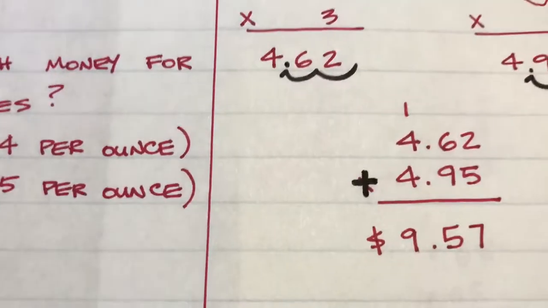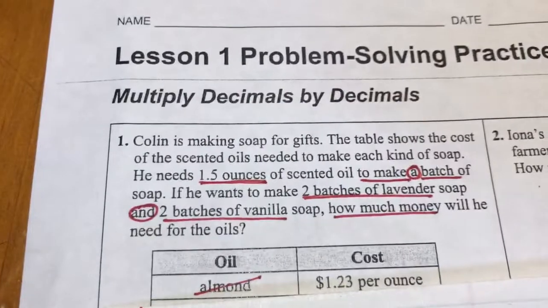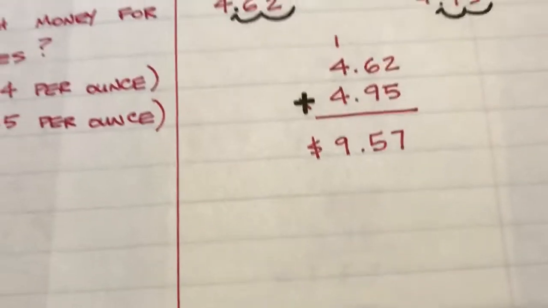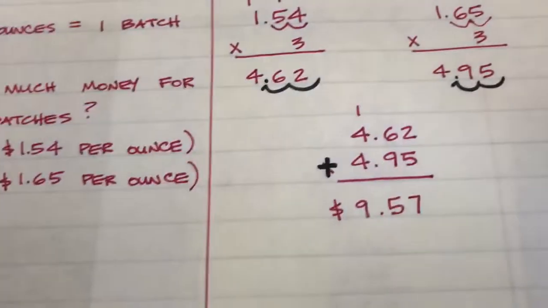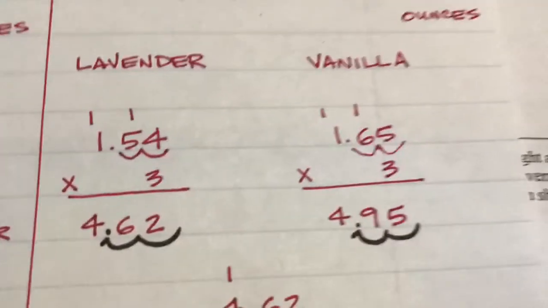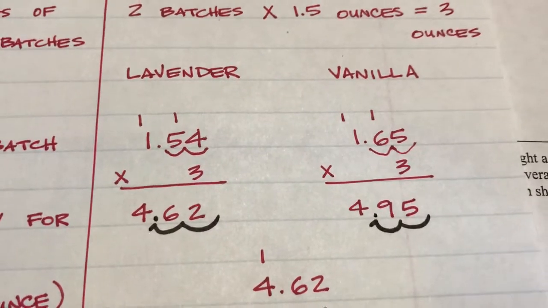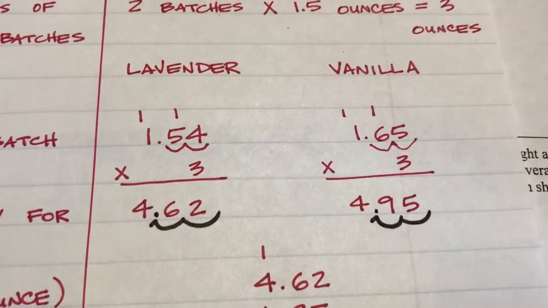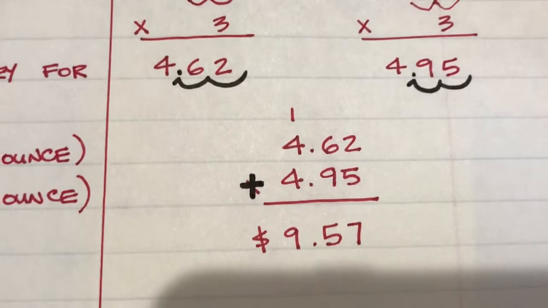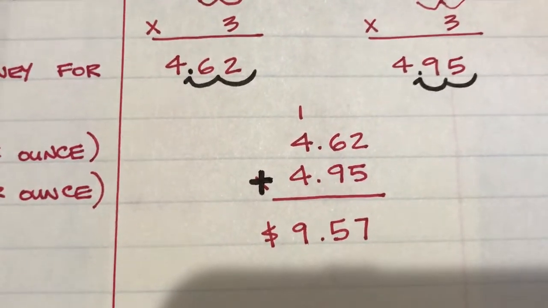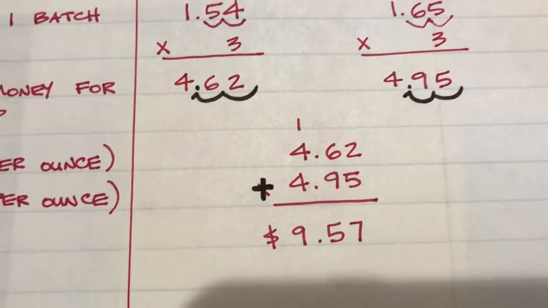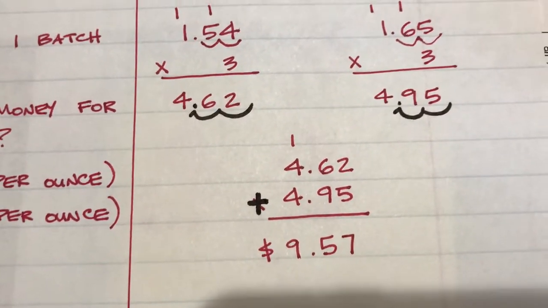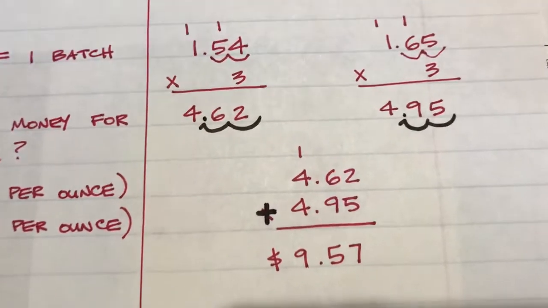We're not done there. We need our total, because the question said how much money will he need for the oils. So we need our total of $4.62 plus $4.95. So just be aware that when multiplying decimals, we don't line up the decimals at all. When adding or subtracting decimals, in this case addition, we do need to line up the decimal. So just don't forget those rules for decimal addition. And now we have our total for both.